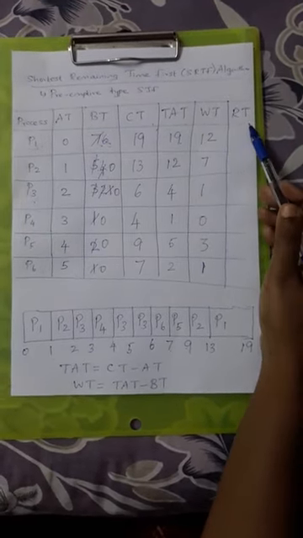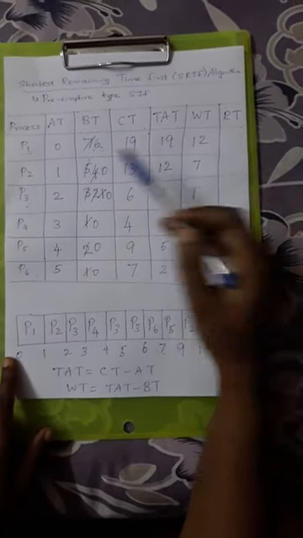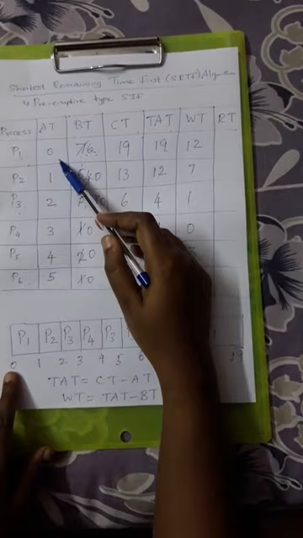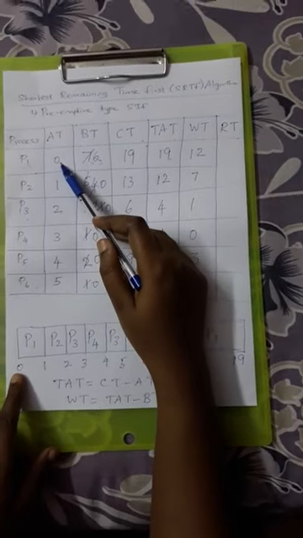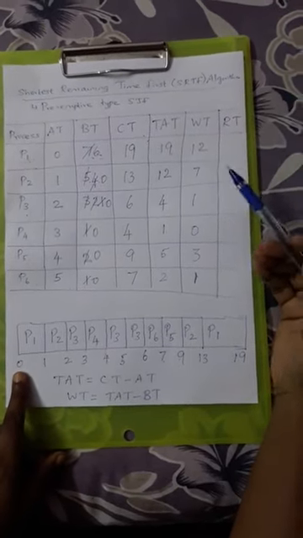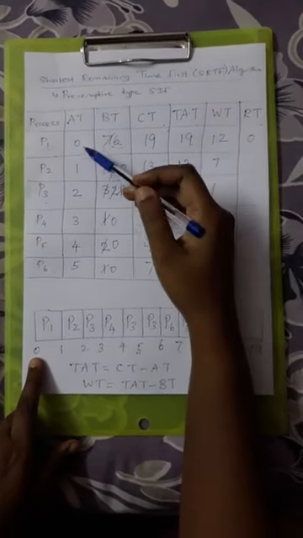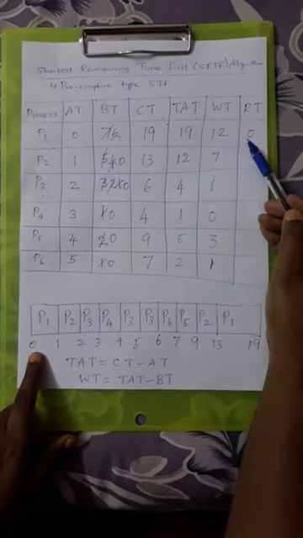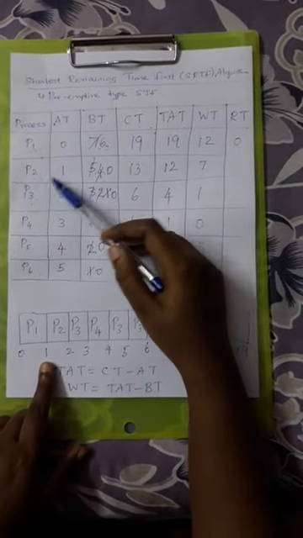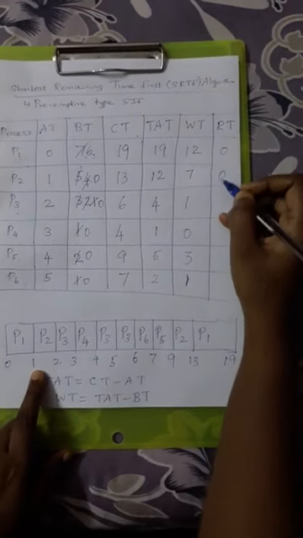Response time is the time at which the process gets its first response from the CPU. Process P1 has arrived at the 0th millisecond. At the 0th millisecond itself, P1 got its first attention from the CPU. So it didn't wait for getting the response. As soon as it arrived, it got its response, so the response time is 0. For process P2, the arrival time is 1. As soon as it arrived, P2 got its first response, so the response time of P2 is 0.